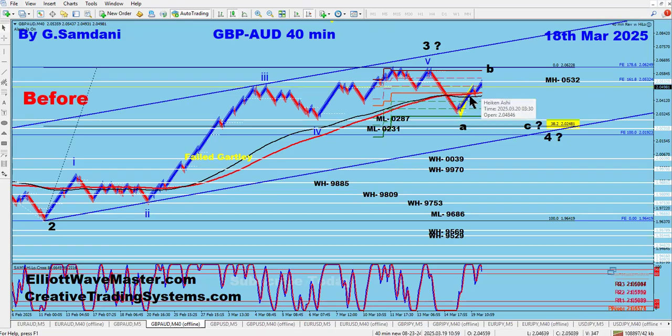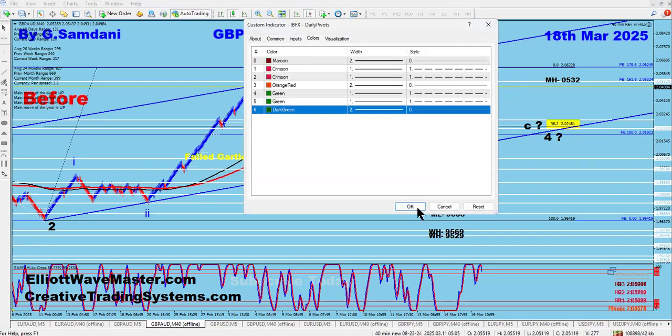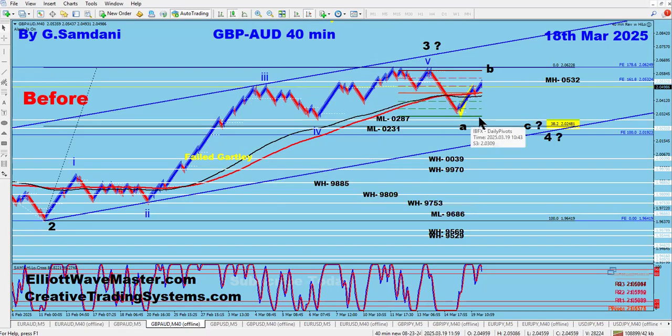So this B is very small, so I didn't bother with it. But if we're going to drop from here, we can come down to this 0287 or 0231 area. So you may be able to catch a trade for maybe 60, 70, 80 pips, right? So let's see if it gives me any short. Let me see if I can. Something like that, probably.